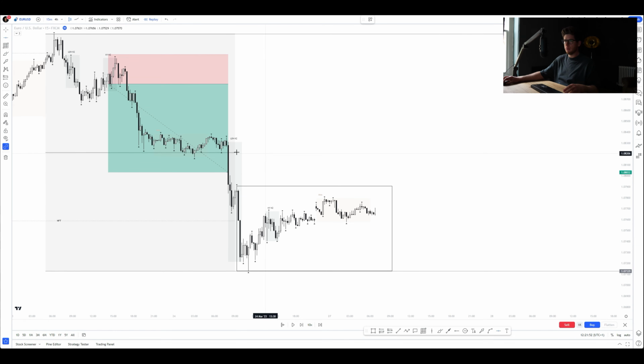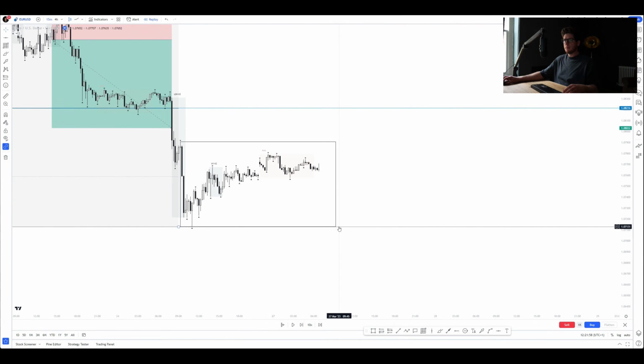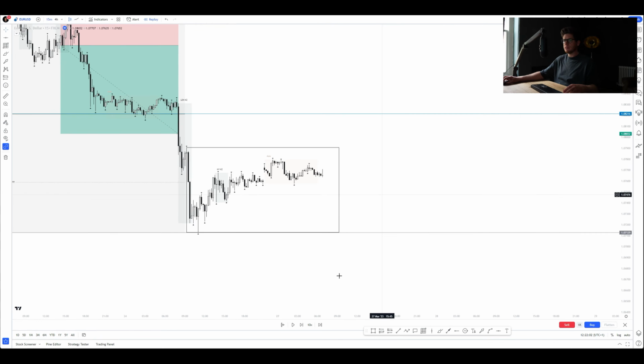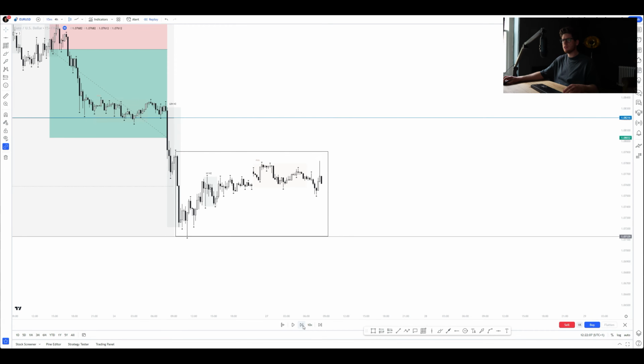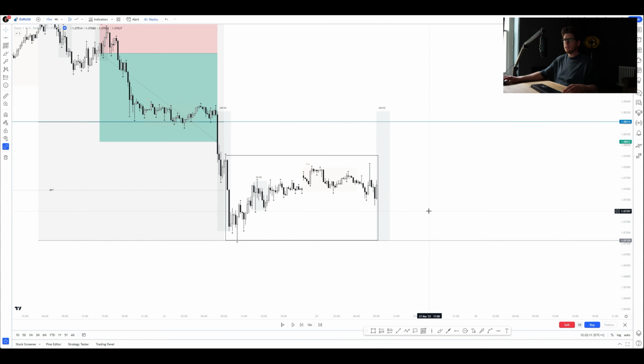We can even mark a blue ray here just to make sure we're only looking for buys below this blue line. And if price action interacts with this 4 hour range low, then we're going to have to reevaluate what's happening on the 4 hour. So we're waiting for London session to start, which is actually earlier than this.